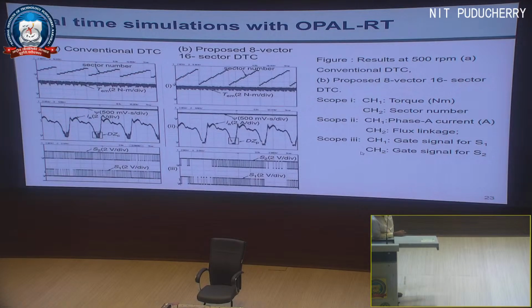For the same thing, you can see that dead zone in the proposed, where P stands for proposed and C stands for conventional in the second one. These results are taken at 500 RPM.